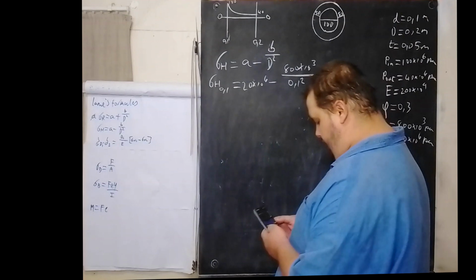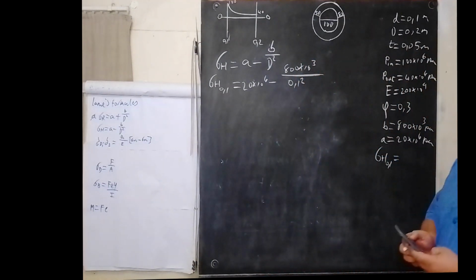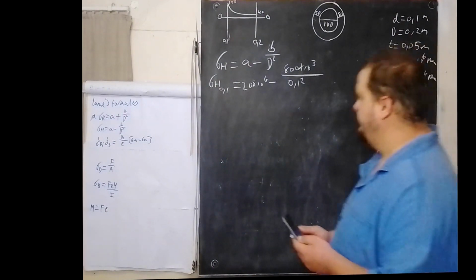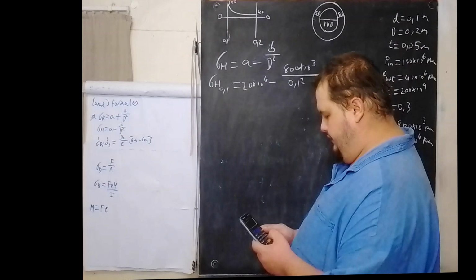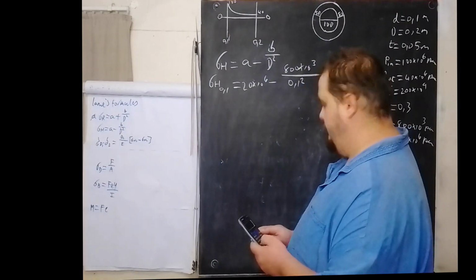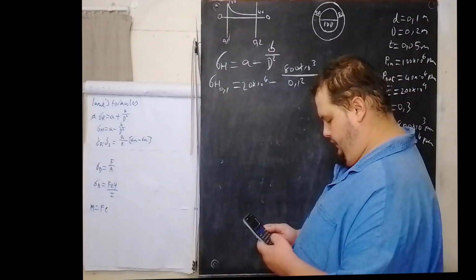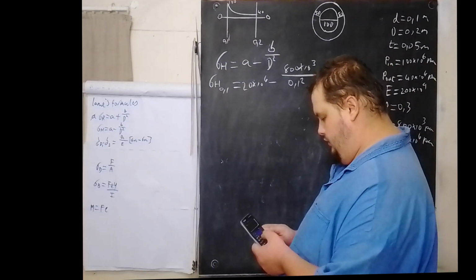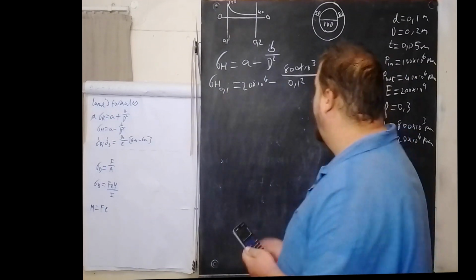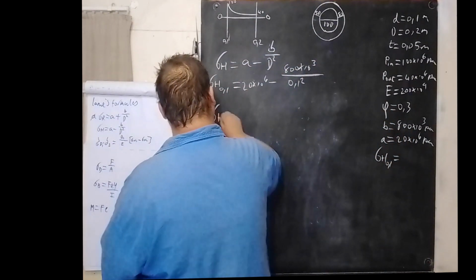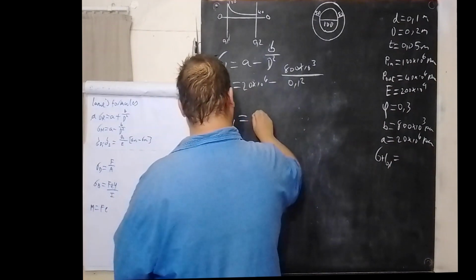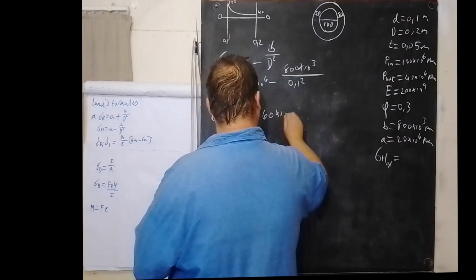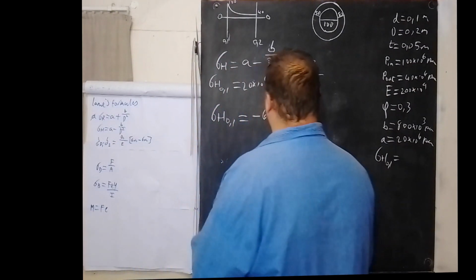Alright, let's work it out. 20 times 10 to the 6 minus 800 times 10 to the 3 all over 0,1 squared. This equals H at 0,1 equals minus 60 times 10 to the 6 pascals.